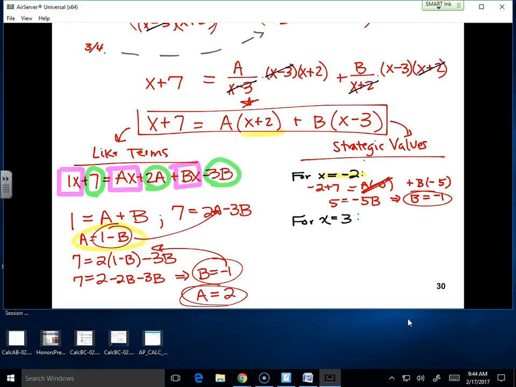Now I have B, that's all well and good. I could technically do it again for x equals positive 3. Some of you are like, you can plug it in. I know. But we could also just do 3 plus 7 equals A times 3 plus 2 is 5, plus B times 3 minus 3 is 0. What was nice about that? The B cancels. B's gone. 10 equals 5A, A equals 2. Once again, 2 separate ways to solve one common problem, right?